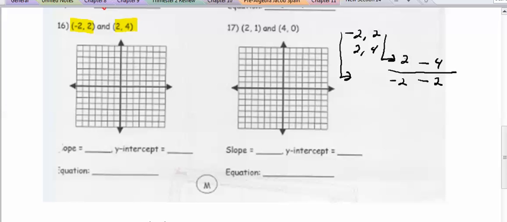Subtract. I'm going to keep, change, change. I get negative 2. 4 minus 2 is 2, and you keep the negative. Keep, change, change. I get negative 4. Well, negative and negative is positive, and I can simplify this to 1/2. So my slope is 1/2.